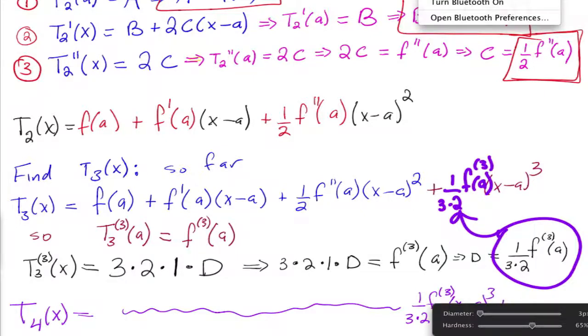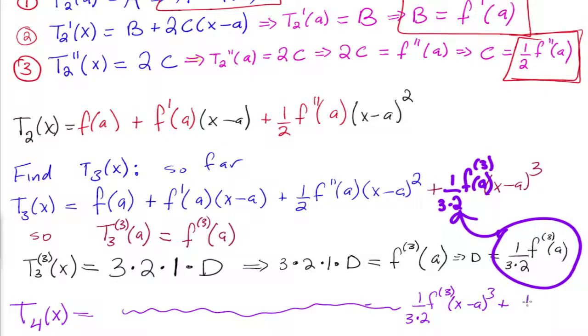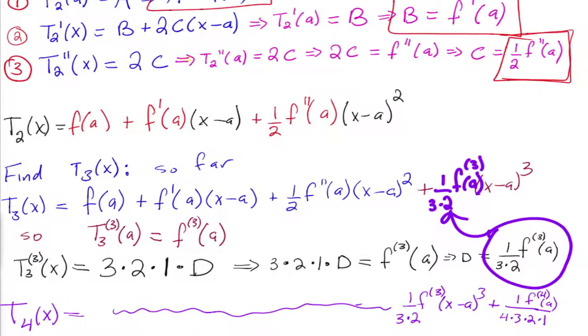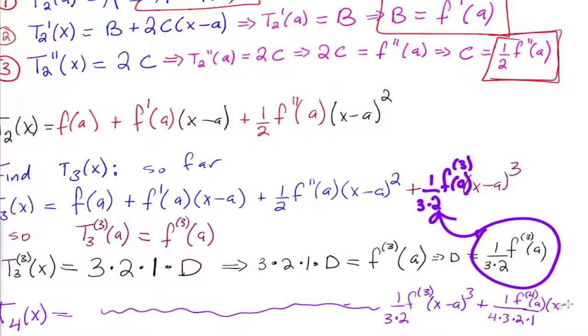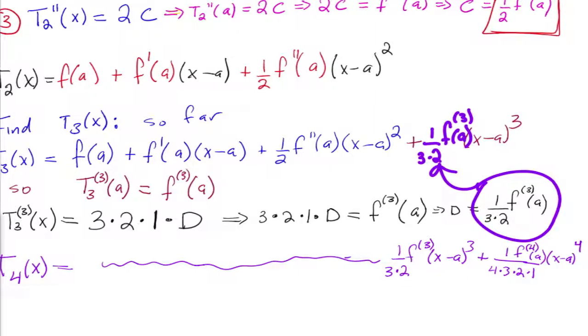So this would be 1 over 4 times 3 times 2 times 1, for emphasis, f to the 4 at a times x minus a to the 4th, right? And that's how it would continue, right? So now that we see the pattern, now we can write it down. So let's write it down in general.